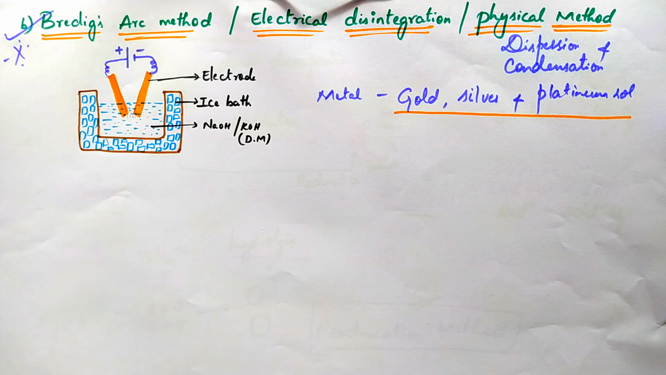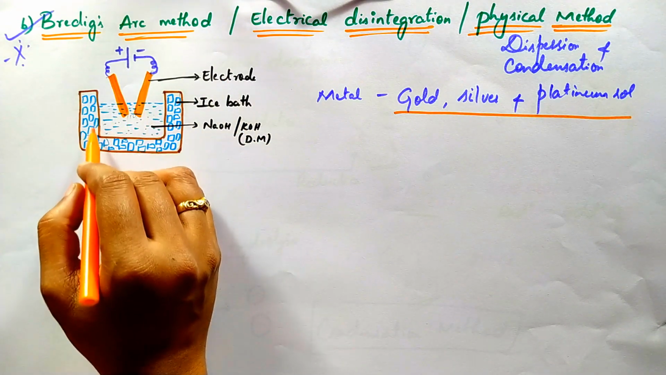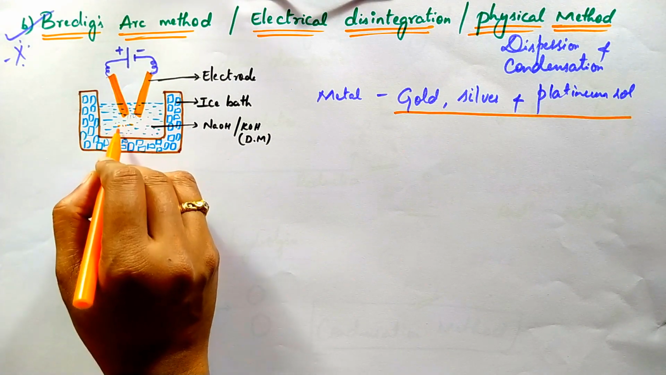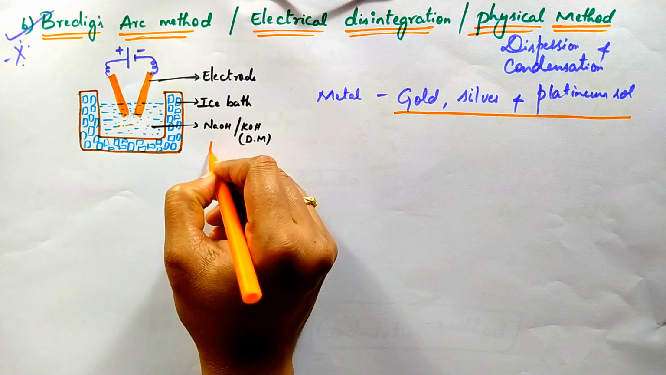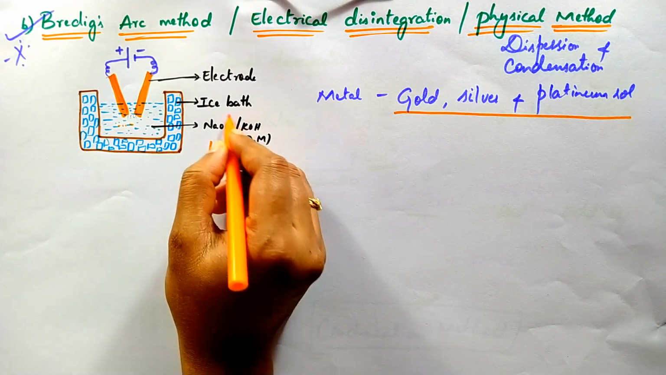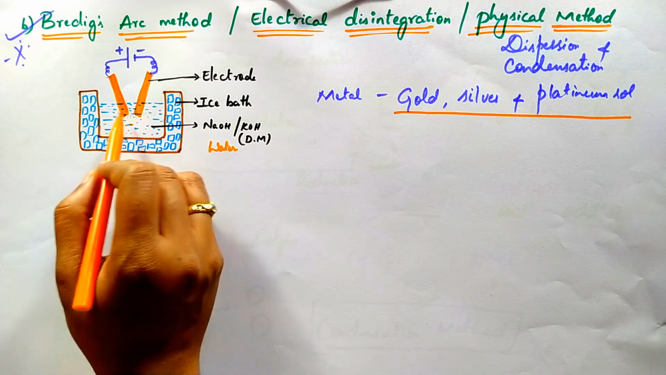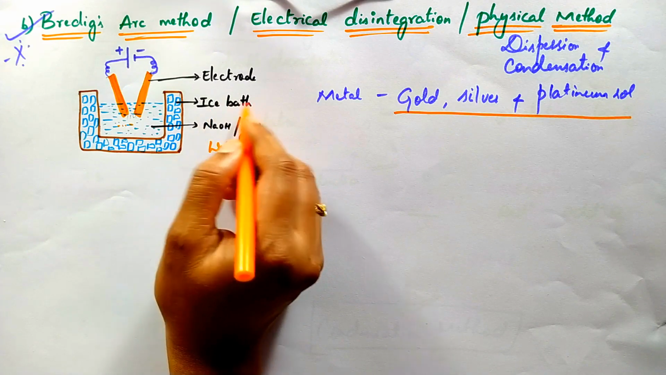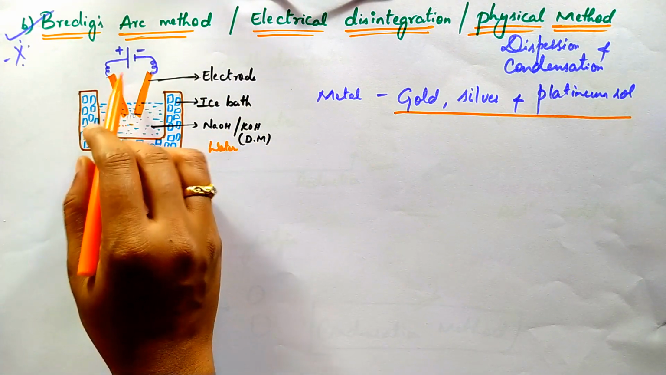Let us look at this setup. Here there is an electrode and the 2 vessels I have taken. The inner vessel contains water as the dispersion medium and also the electrolyte, that is NaOH or KOH. In the outer vessel, I have taken ice cubes, so it is an ice bath, and there are 2 electrodes and a battery.